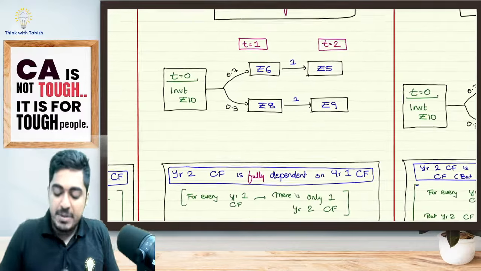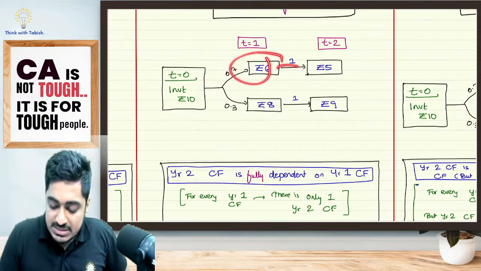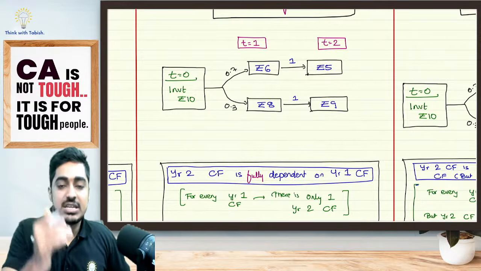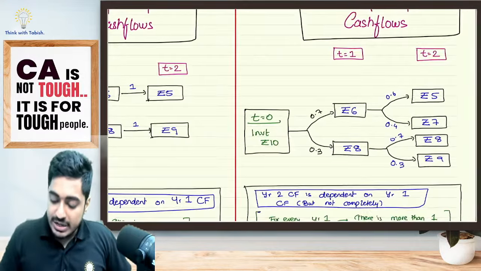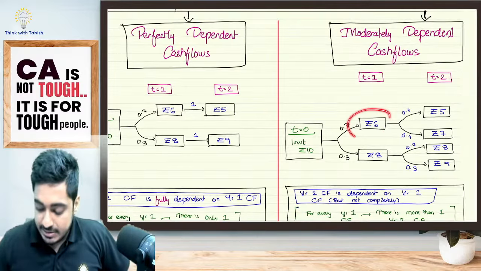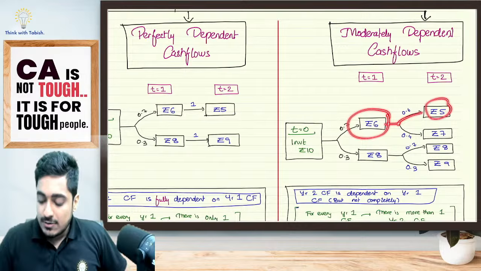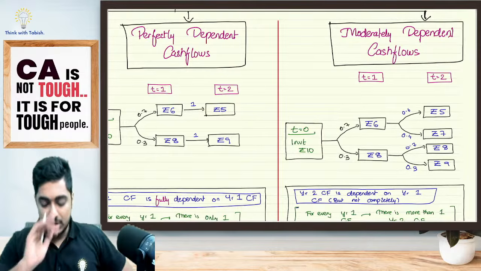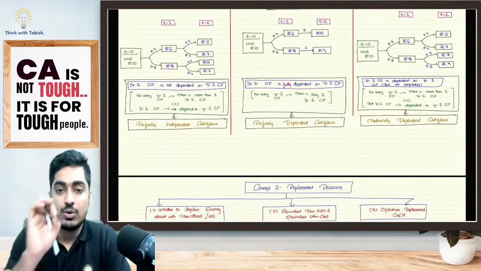Perfectly independent. Perfectly dependent. If the first year is bad, the second year will also be bad. Three different scenarios will be given: worst scenario, best scenario, most likely scenario. Moderately dependent. For every cash flow, two or more further options will be given, but it is not going to be perfectly independent. Now understand one very important note, students.